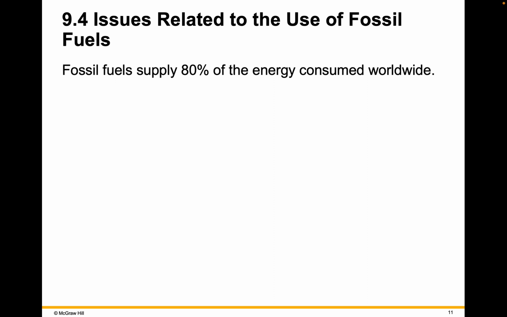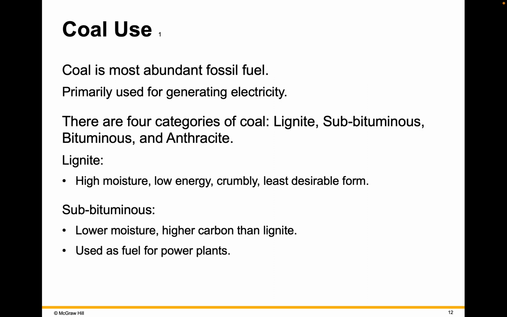Issues related to the use of fossil fuels. So right now, fossil fuels supply about 80% of the energy consumed worldwide. Coal is the most abundant fossil fuel. It's primarily used for generating electricity. The 4 categories of coal, which we saw pictures of earlier: lignite, subbituminous, bituminous, and anthracite coal.